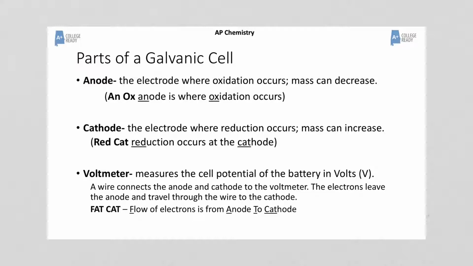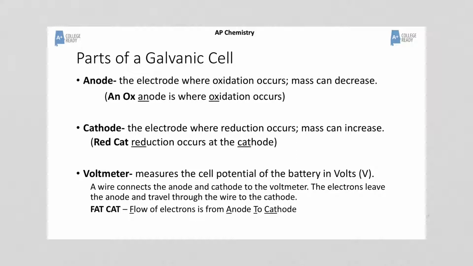So for a galvanic cell, we're going to start off talking about the parts of it because it has some really important terms. These might be new to you, but they're easy to remember. There's an anode. This is the part of the cell where the oxidation process is occurring.